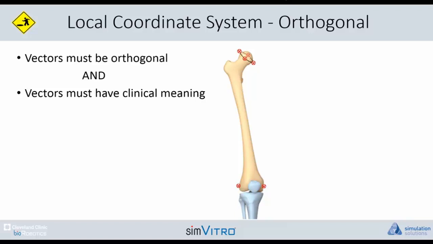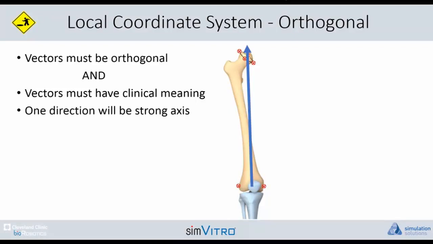Vectors must be orthogonal, and they must have clinical meaning. This is a pitfall because we can get ourselves in trouble if we're not careful with this. When we're defining our local coordinate system, one axis is going to be the strong axis. In this case, we're drawing a line from the center of the epicondyles up through the femoral head. And then our second vector is going to go from the medial to lateral epicondyle.